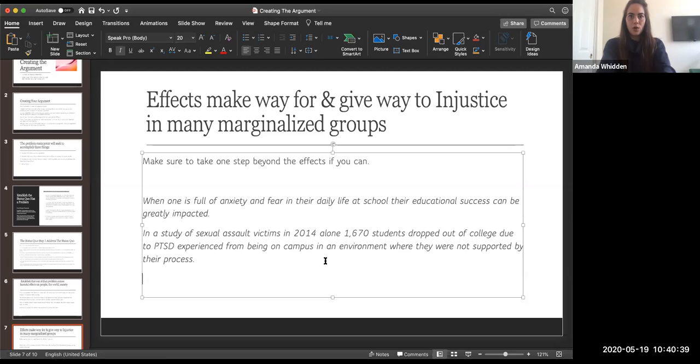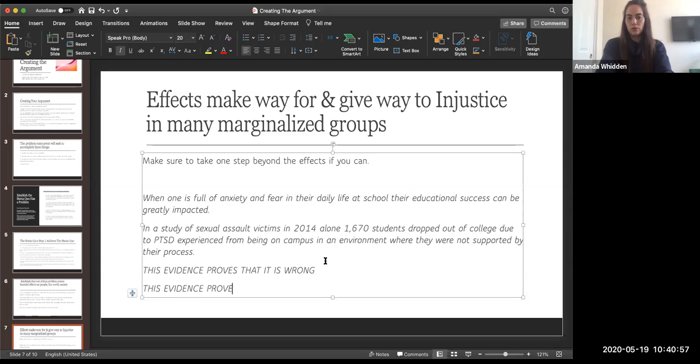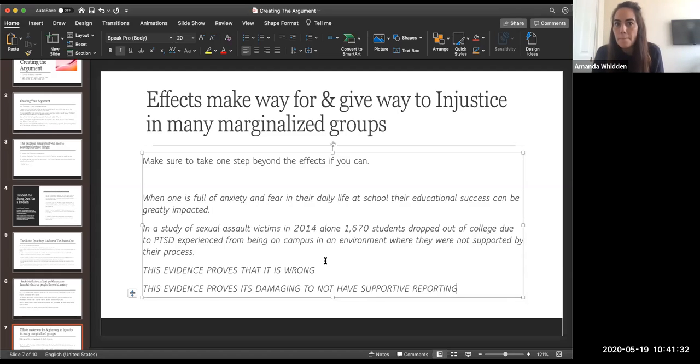Do not follow up your testimonies or quotes or evidence with, this evidence proves that it is wrong, right? Or this evidence proves it's damaging to not have support. A naive way to explain a quote in persuasion would be to simply reiterate what the quote just said. I know what that quote just said. If your audience doesn't know what the quote said, then explain it. But what your job really is, is to say, what in the world does that evidence really mean to my overall argument?